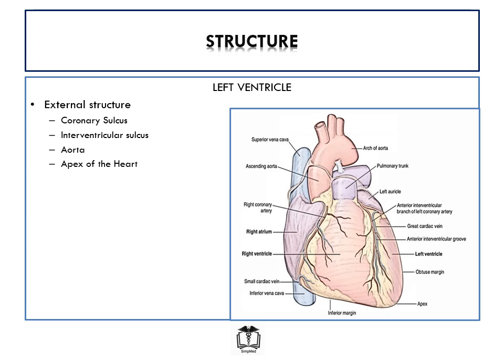The coronary sulcus separates the left ventricle from the left atrium, so it's the depression separating the left atrium on this side from the entire left ventricle lower below. Then we have the interventricular sulcus.